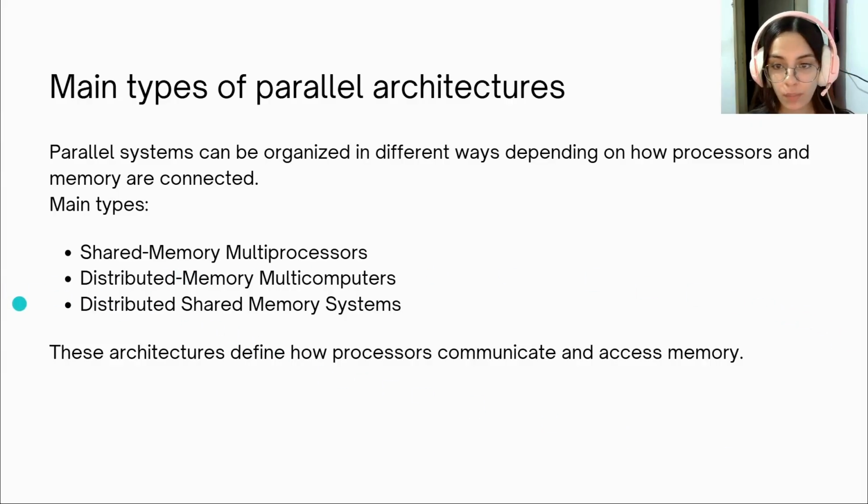The third model is the distributed shared memory, which combines characteristics of both approaches. In this system, memory is physically distributed across multiple machines, but the system provides the illusion of a shared memory space, making programming easier while still maintaining the benefits of distributed systems. These architectural models define how processors cooperate, exchange data, and execute parallel programs.